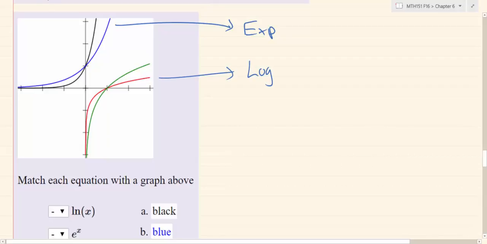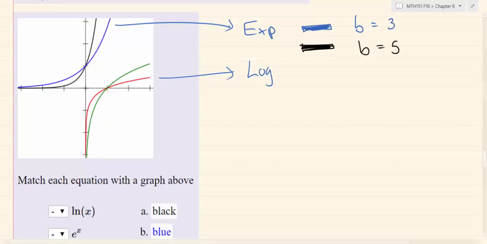Tell me about the exponential graphs. There is a blue graph. So let's say that the black line has a base, let's say 5. Let's just make up a number. And the blue is going to have a base equal to something less than 5, right? How about 3? All right, now let's do red and green. And again, tell me about the bases. The base of the green and the base of the red.